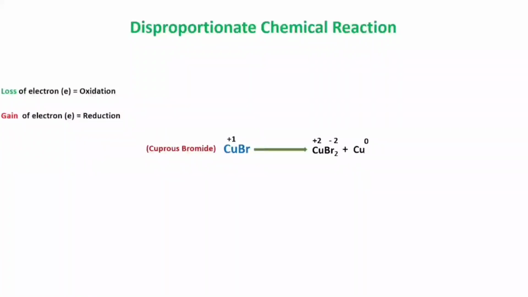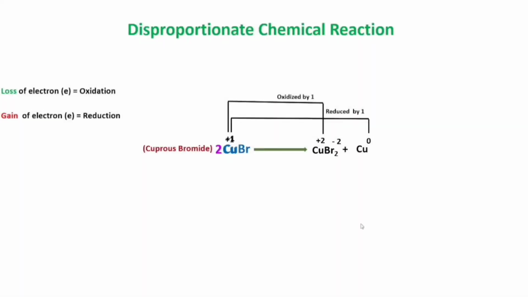So, in one half reaction, the oxidation state of copper is reduced by 1, and in the other half reaction, the oxidation state of copper is increased by +1, meaning it is oxidized by 1.